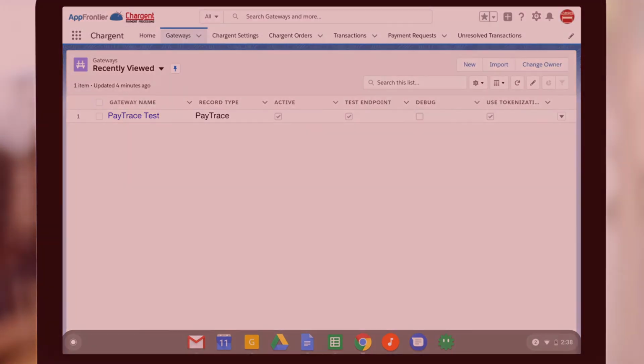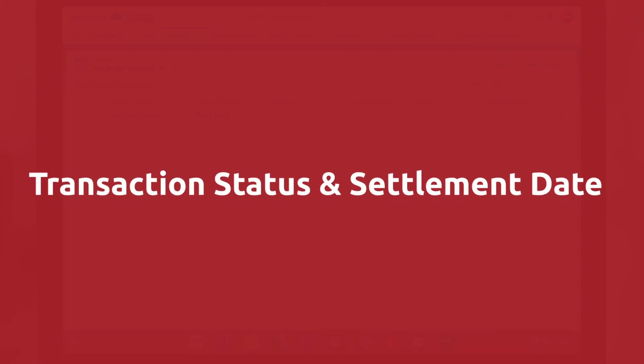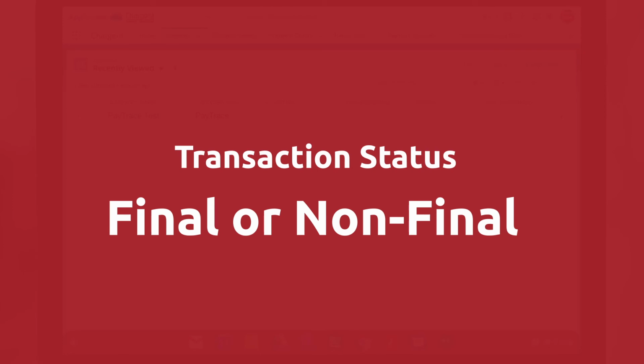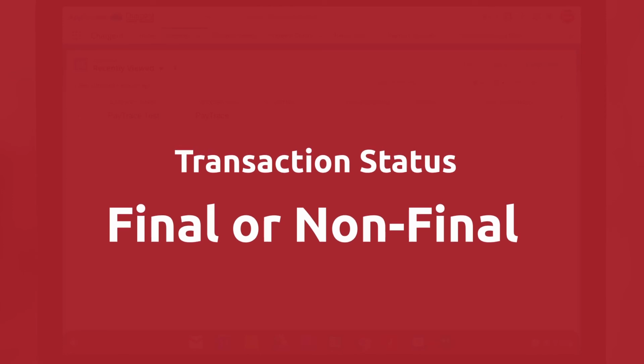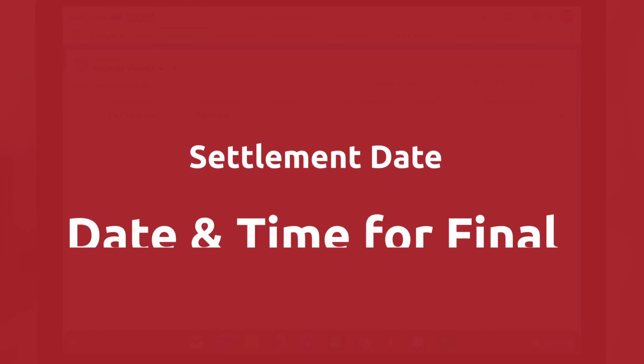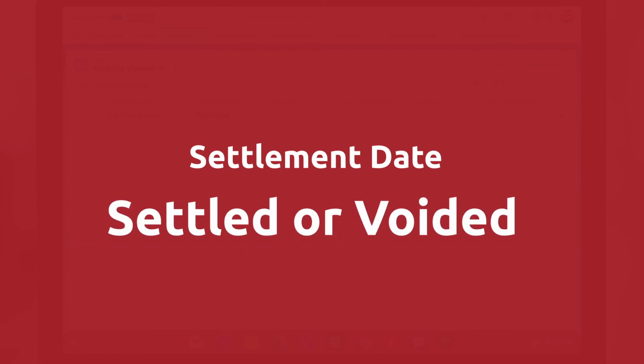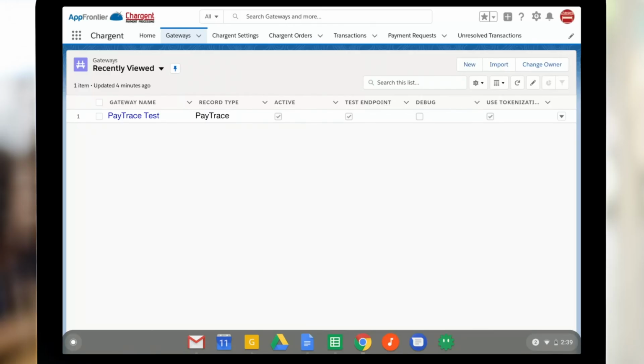Two fields, transaction status and settlement date, can now be updated through a daily scheduled batch in Salesforce. The possible values of the transaction status are either final or non-final. If the status is final, then no more updates will occur for that transaction. The settlement date field stores the date and time when the transaction status is changed to final, such as settled or voided, after which it will no longer receive any updates.